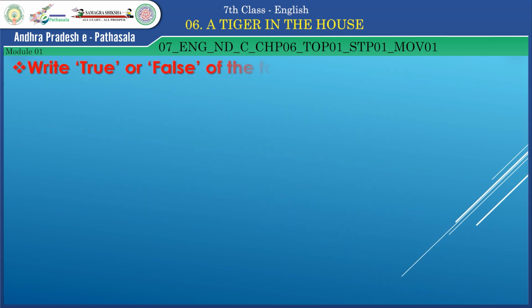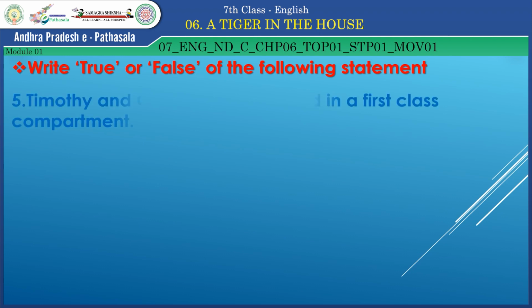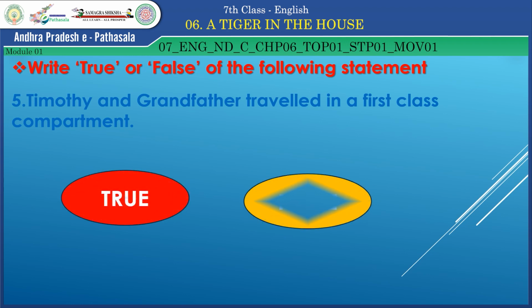Write true or false of the following statement. Question number 5. Timothy and grandfather traveled in a first class compartment. It is true or false? What is the correct answer? Yes, it is true.